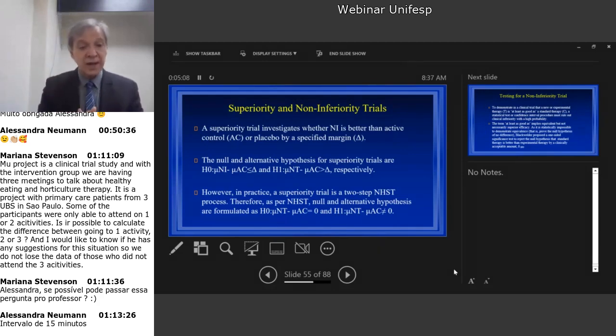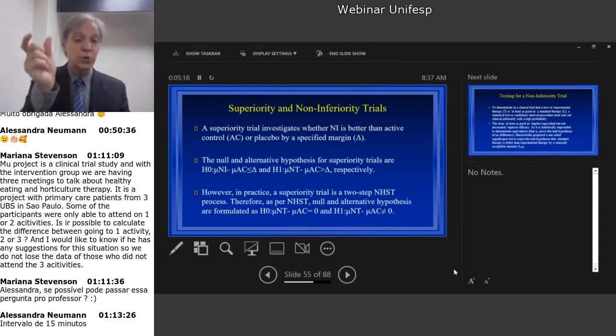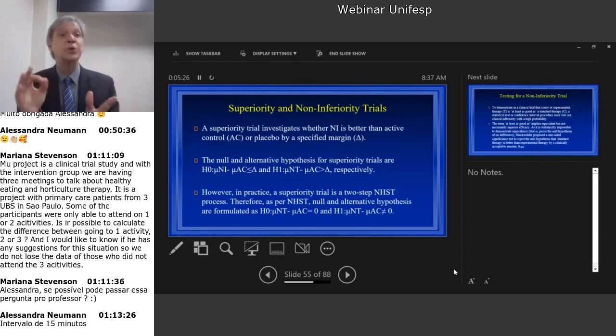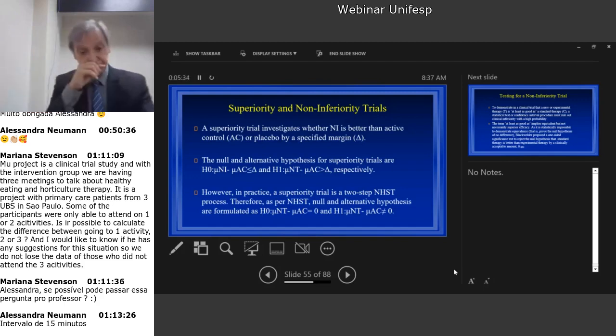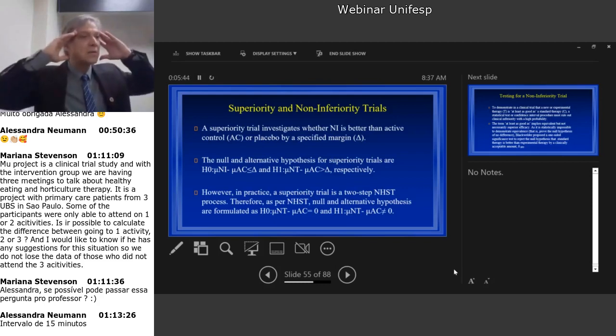So you say mu for the new treatment minus mu for the placebo, the control group, is less than or equal to the expected margin of change that you expect to see, okay? Say with A1C, I want a 0.2 reduction, or 0.5 reduction, or a 1.0 reduction on A1C. That's what you want. That's your typical superiority trial. Investigate whether the new thing is better than the active. That's how you think, right?